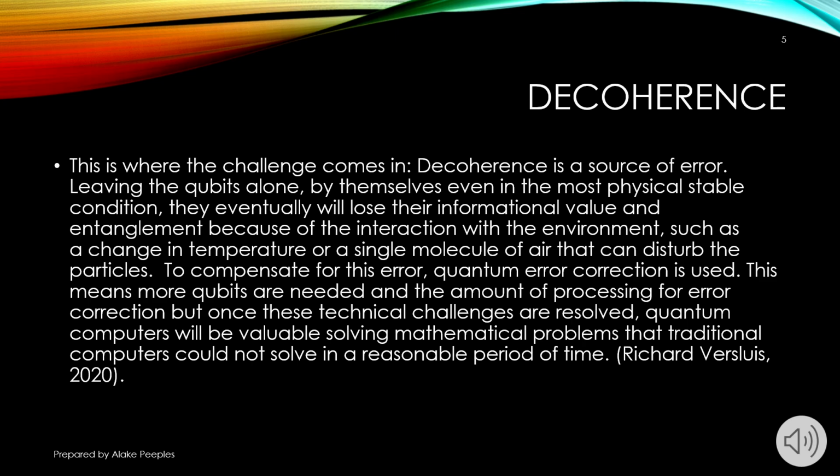So to compensate for this error, quantum error correction is used. This means that more qubits are actually needed, as well as the amount of processing for error correction. But once these technical challenges are resolved, quantum computers are very valuable in solving mathematical problems that traditional computers cannot actually solve in a reasonable period of time.